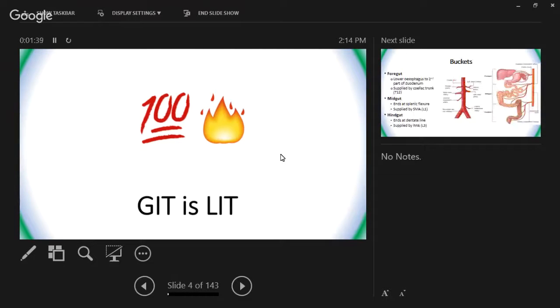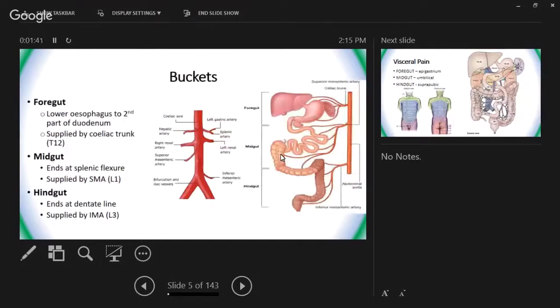And you guys are in for a bit of a treat today. This is just a bit of the embryology: foregut, midgut, hindgut. This is probably a good place to start, knowing where the divisions are between foregut, midgut, and hindgut, and the blood supply. Any questions here? All good.